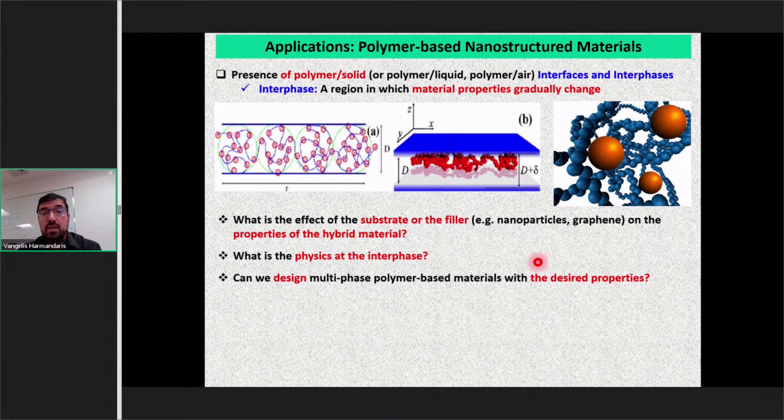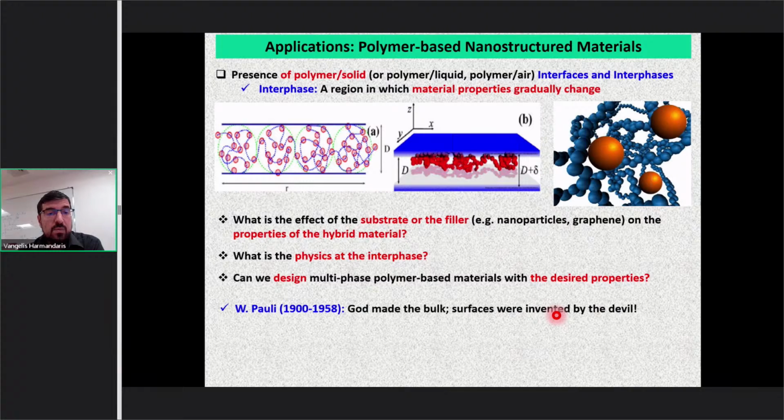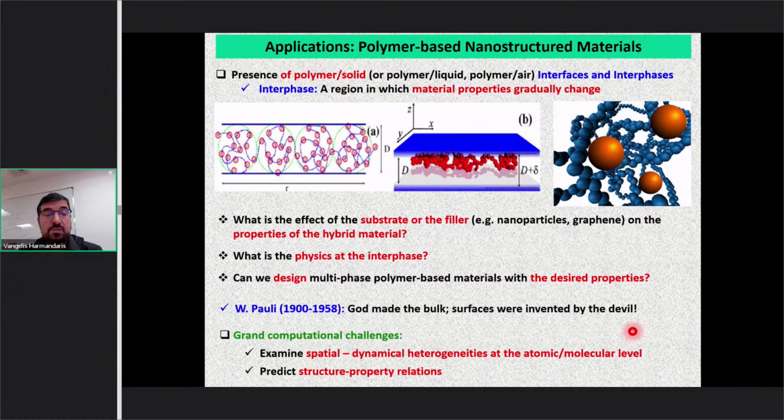So here the idea is to design algorithms, actually, that could lead in the end to materials with the desired properties. This is an extremely challenging problem, and typically I like to add here the motto of Pauli, a very famous scientist of the previous century. He quoted that God made the bulk, its surfaces were invented by the devil, in order to show exactly how complicated and how difficult is the study of these materials.